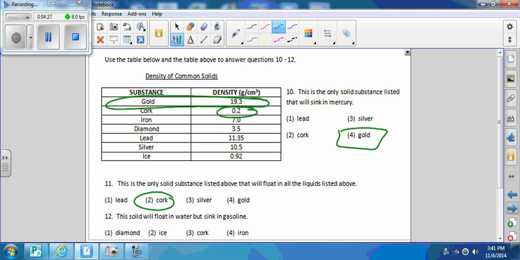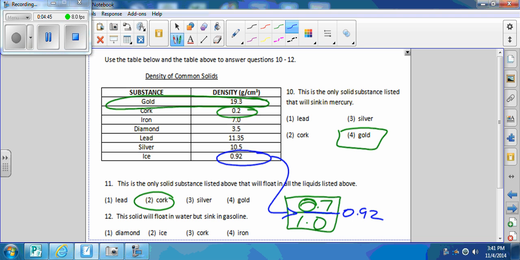And this will float in water but sink in gasoline. Once again, water is 1, gasoline is 0.7. So which one is going to float in water but sink in gasoline? It would have to be in between water and gasoline, which could only be ice.